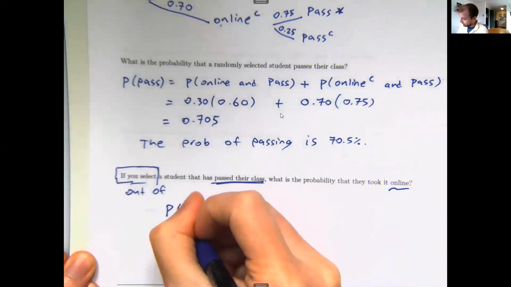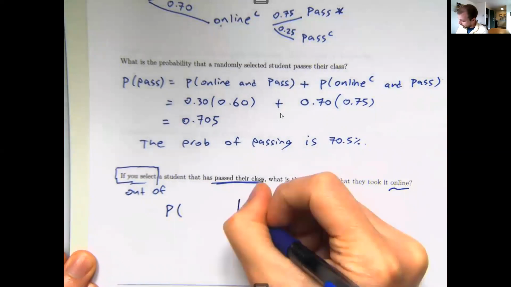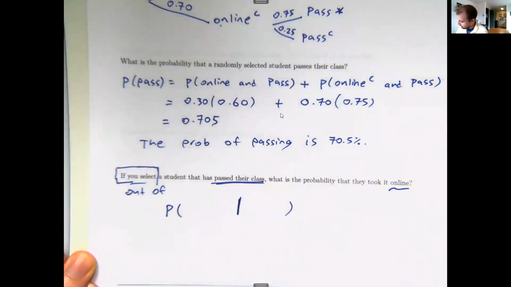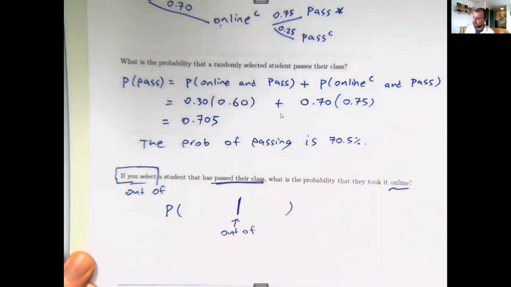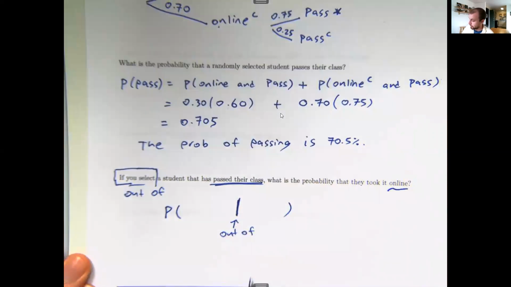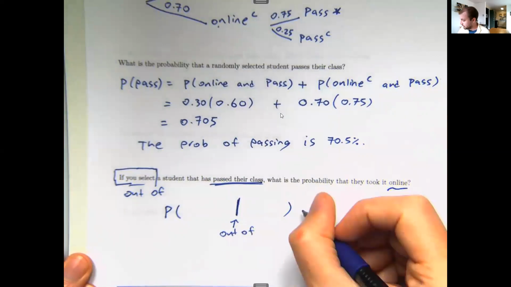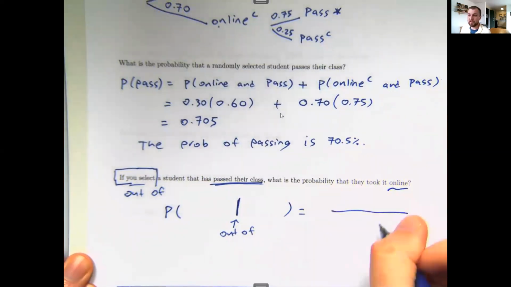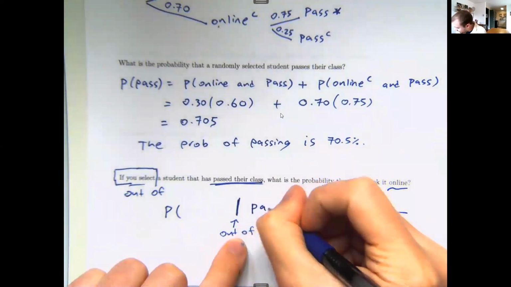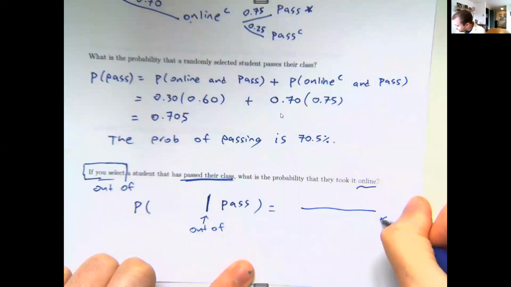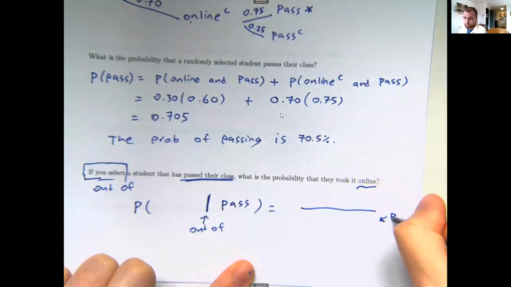I'm going to use my conditional probability notation because this stands for given or out of. So whenever I'm told something about a person or about a group, that's coming after this vertical symbol. And this is determining the denominator of how I'm setting things up. So out of pass, I am going to be dividing by all spots of the tree where pass shows up.